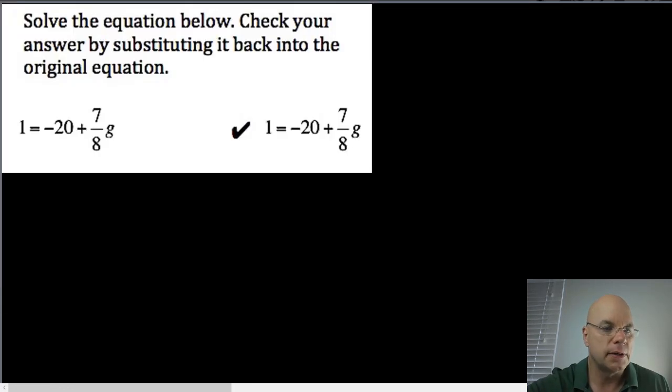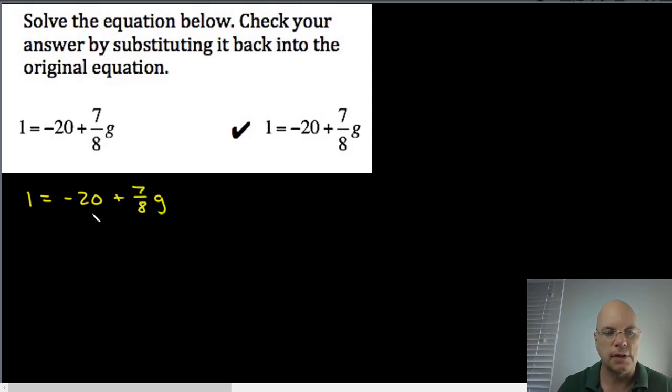Finally, problem 16. 1 equals negative 20 plus 7/8 multiplied by g. Just because the variable is on the right side of the equation, don't let that throw you off. You always want to be working on the side with the variable. The other side's going to take care of itself, because I'm just going to use the property of equality on the other side.